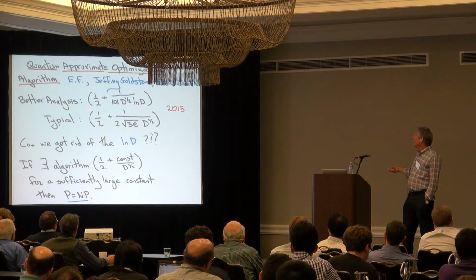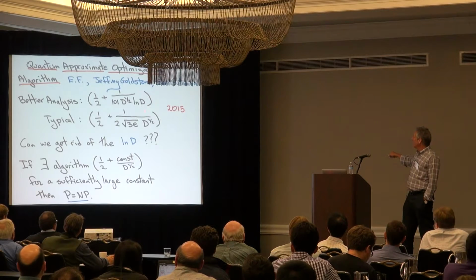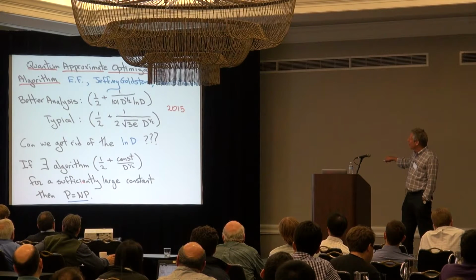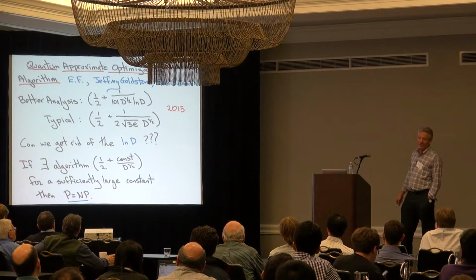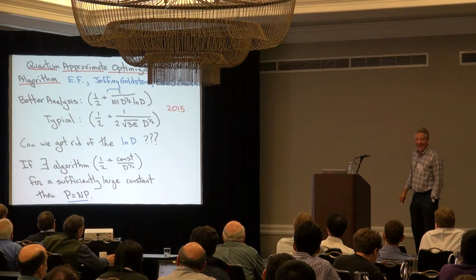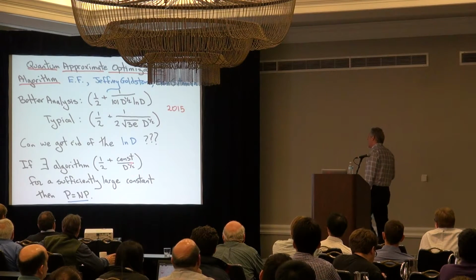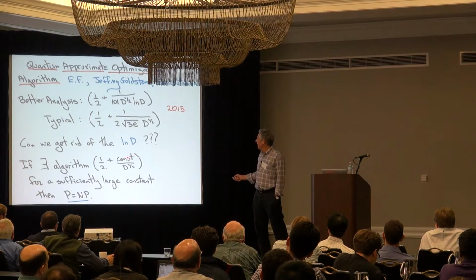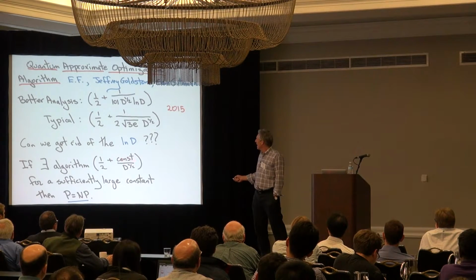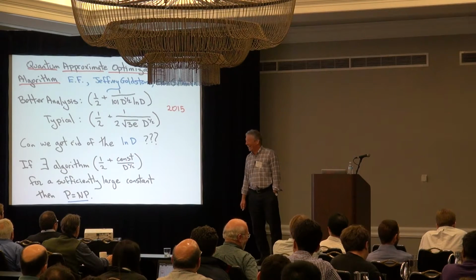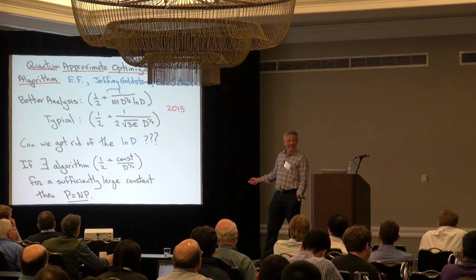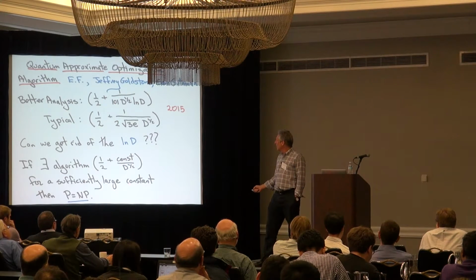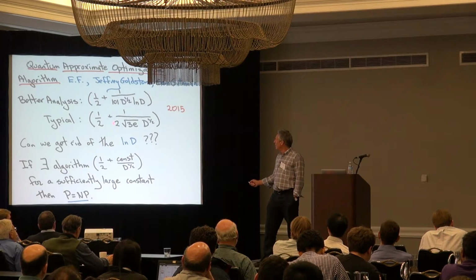But now you can say, can we get rid of the log d? We'd like to do that. But if there exists a 1/2 plus a constant over d to the 1/2 for sufficiently large constant, then P equals NP. And now I assume that the classical algorithm, although they don't give that constant, is not bigger than this constant. Otherwise, they would have had a different abstract. So anyway, we're kind of right at the edge there of making things hard. But so that's where we are.